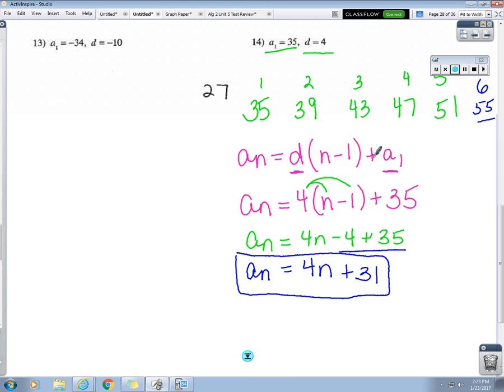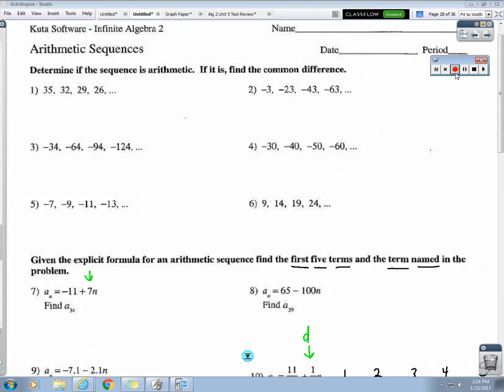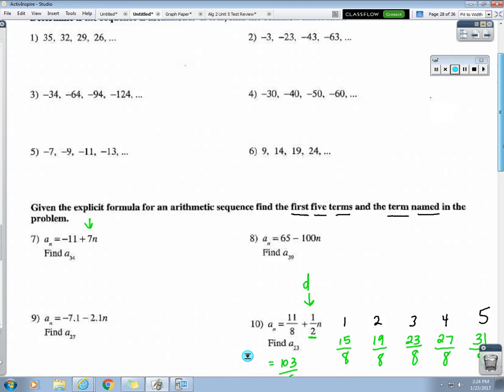That's just part of the explicit formula. Okay, let's look at, didn't we do all of these Thursday? Okay, well let's do one of those that I didn't do with you.